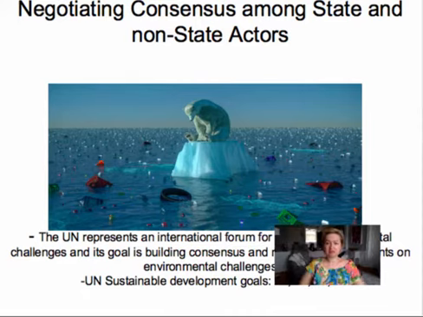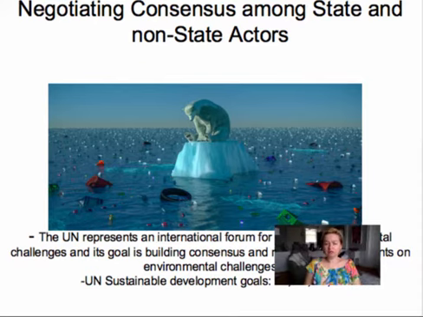So as I said, the UN represents this international forum for tackling environmental change, and its goal is to build consensus and negotiate agreements on environmental challenges. Because, as we saw, not all countries are projected to be impacted in the same way. So some countries just lack interest or incentive to join in this common fight against climate change. But the UN is trying to bring all the countries together because this is a global problem that will affect directly or indirectly all of the countries in the world, right?